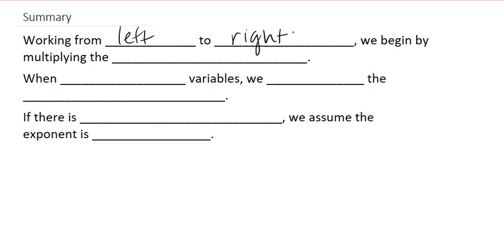we begin by multiplying the variables. Working from left to right, we begin by multiplying the like terms.